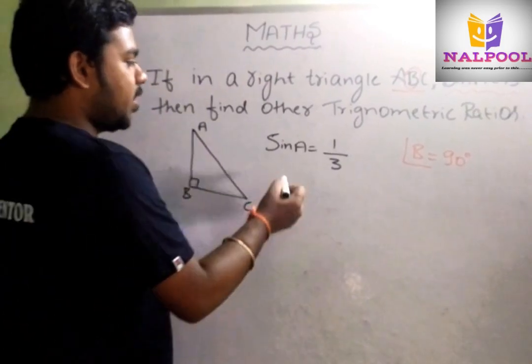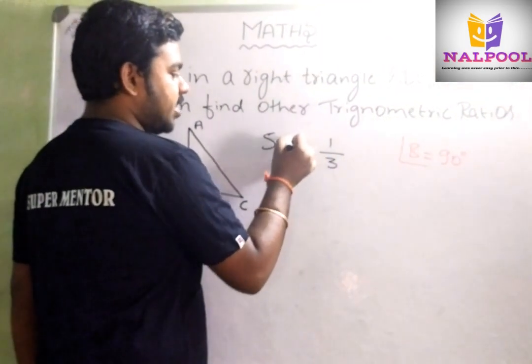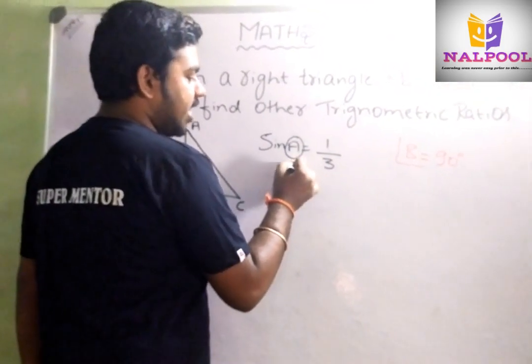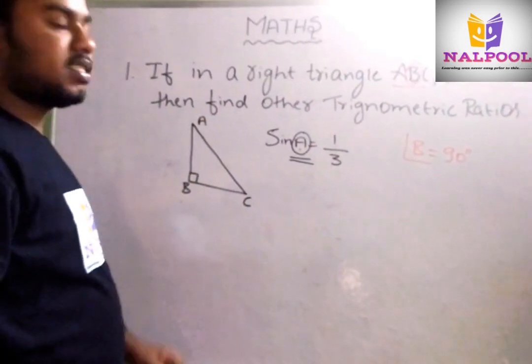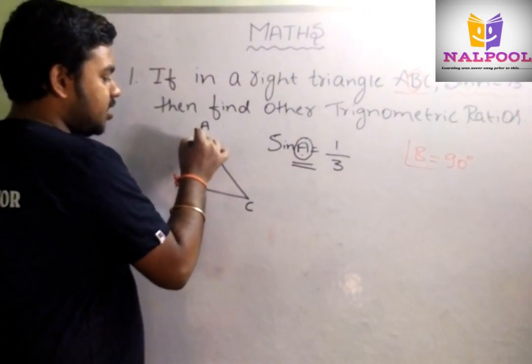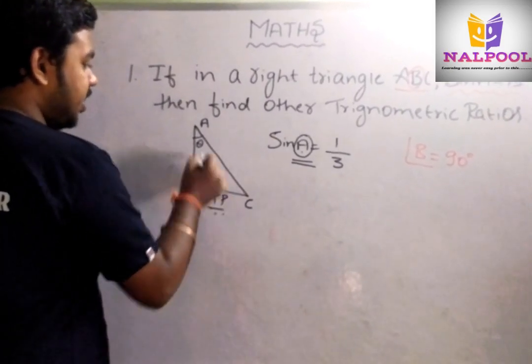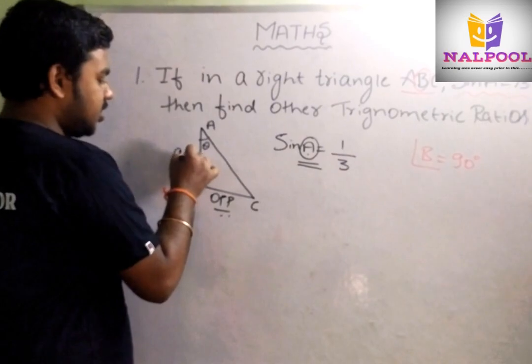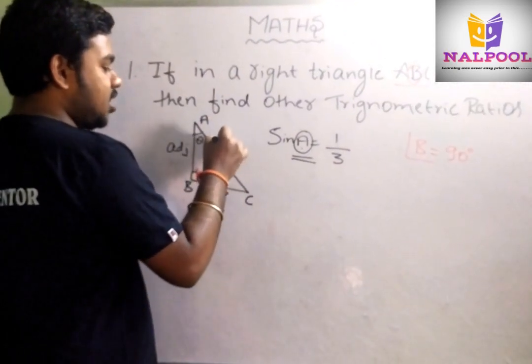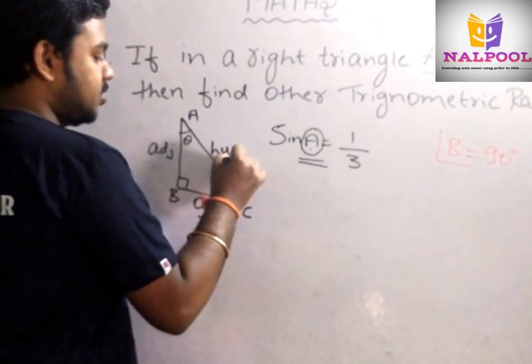See friends, when sin A is given, it means the angle is defined at A. That means theta is defined at A. Therefore, BC will become the opposite side, AB is the adjacent side, and AC is as usual the hypotenuse.